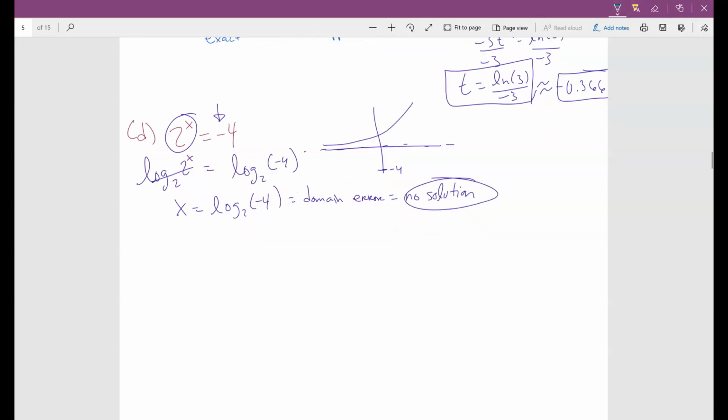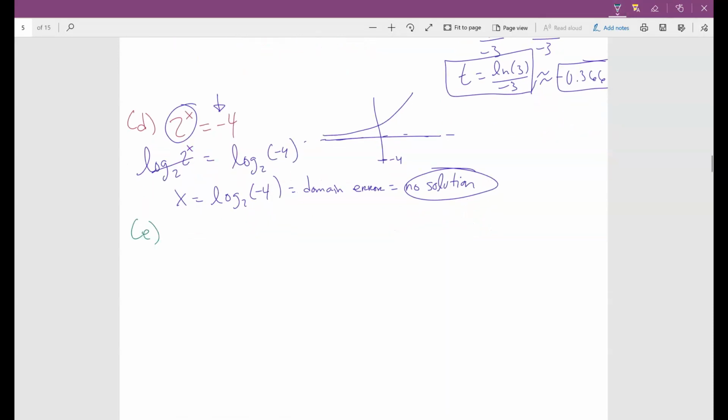Okay, let's do a couple more. Let's do 4 to the x minus 2 equals 7. And then we'll do a harder one. Then we'll do 3 to the x minus 2 is equal to 4 to the 2x plus 1. So let's say we have something that looks like that.